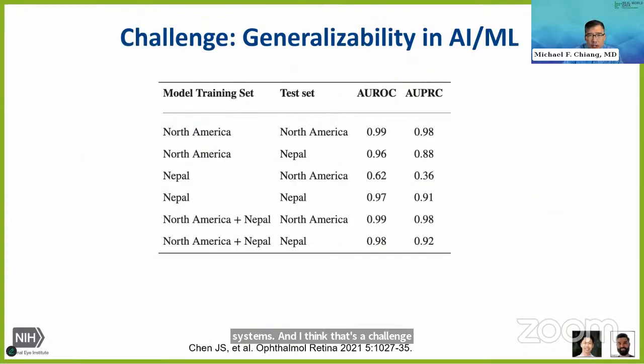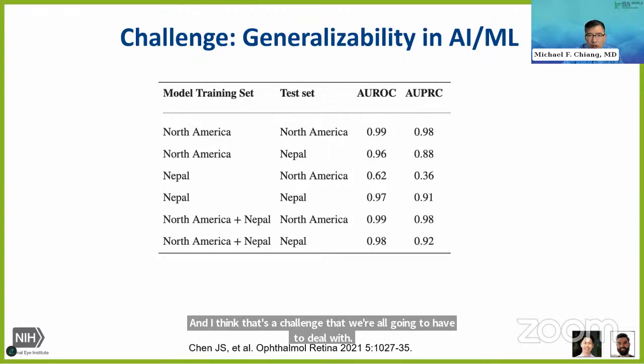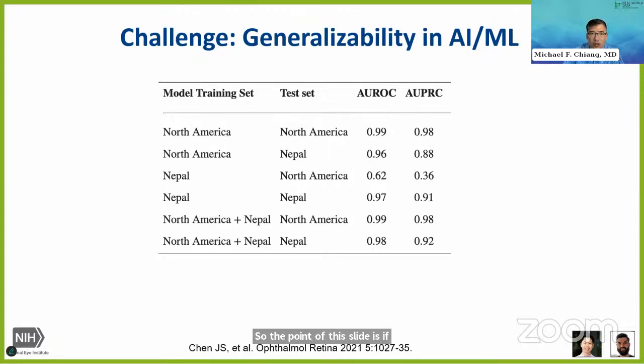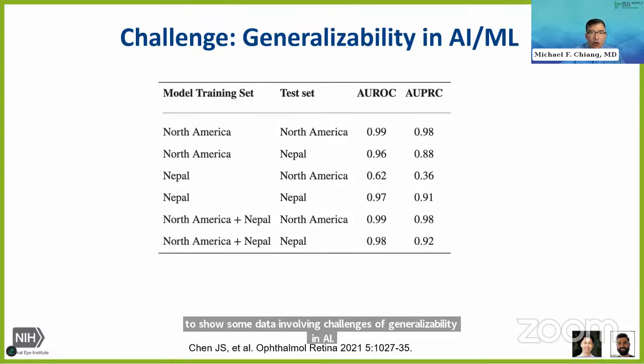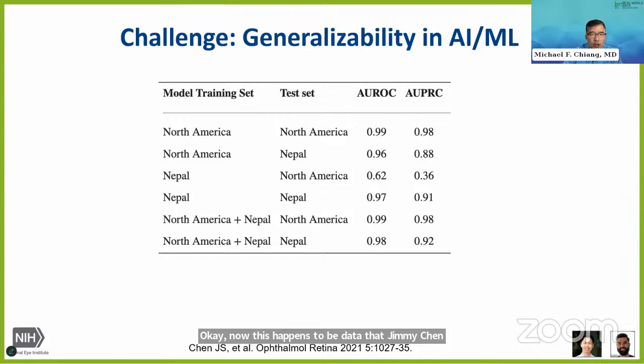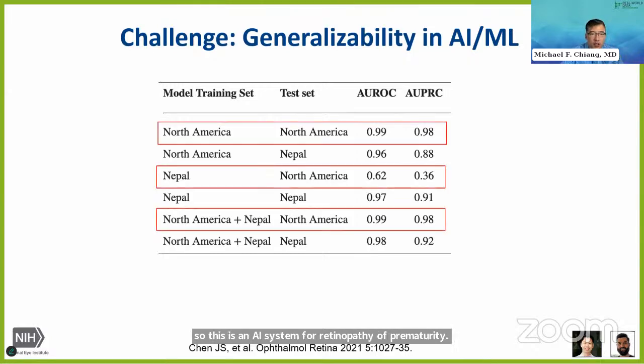So the point of this slide is, if AI is so good, why do ophthalmologists have jobs in 2024? There are many reasons for that, obviously, but with this slide, I want to show some data involving challenges of generalizability in AI. Okay, now this happens to be data that Jimmy Chen and Aaron Coyner from Oregon worked on a couple years ago. And so this is an AI system for retinopathy of prematurity. And you have to train a model and you test a model. Now, if you train that model on babies from North America and test it on babies from North America, the system works really, really well.